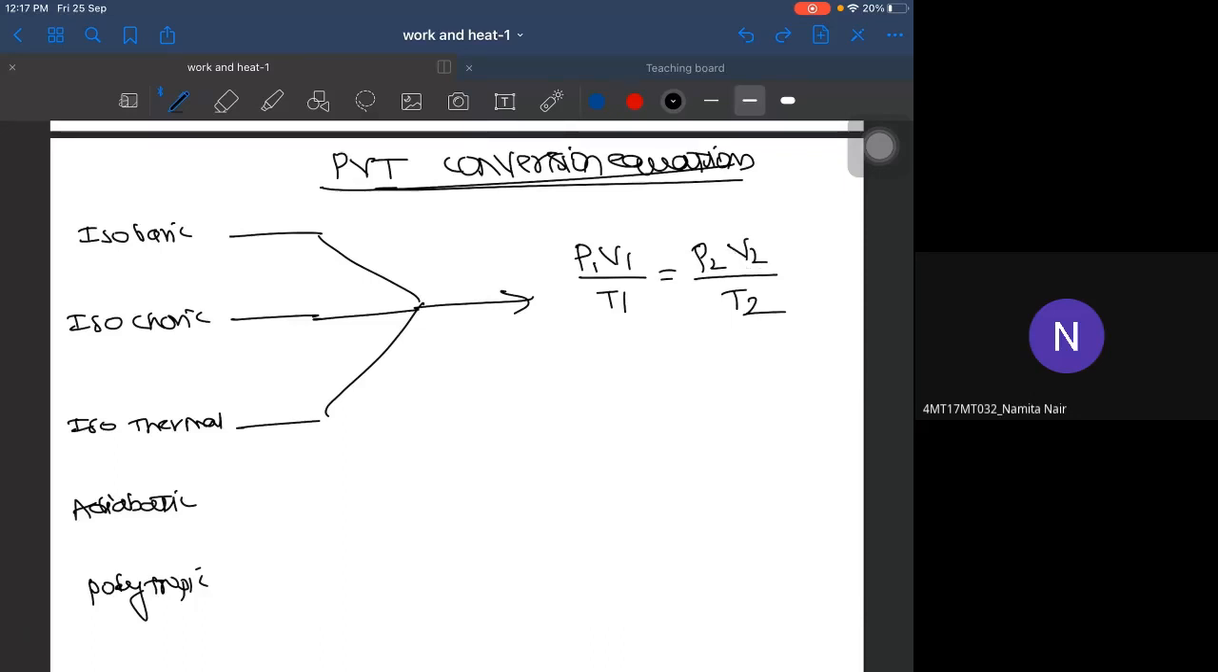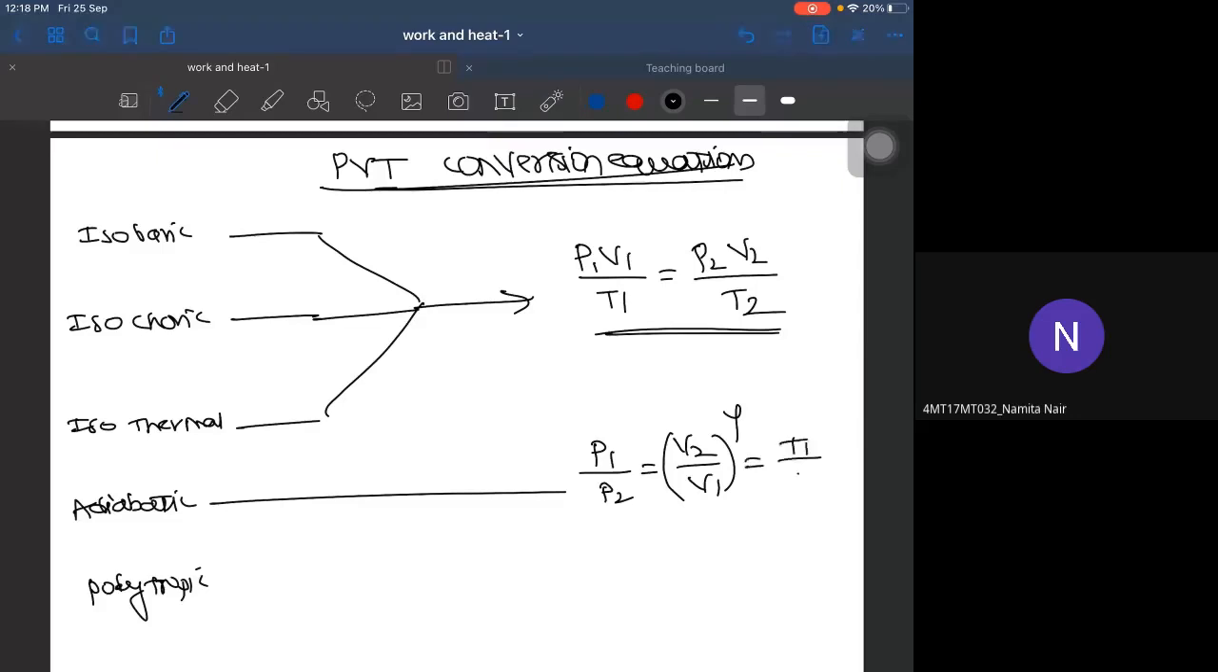So for an isobaric, isochoric and isothermal process, the PVT conversion equation is given by P1 V1 by T1 is equal to P2 V2 by T2. For an adiabatic process, the PVT conversion equation is given by P1 by P2 is equal to V2 by V1 whole to the power of gamma, that is equal to T1 by T2 whole to the power of gamma divided by gamma minus 1. So this is the expression used to convert the different parameters of state 1 and state 2.